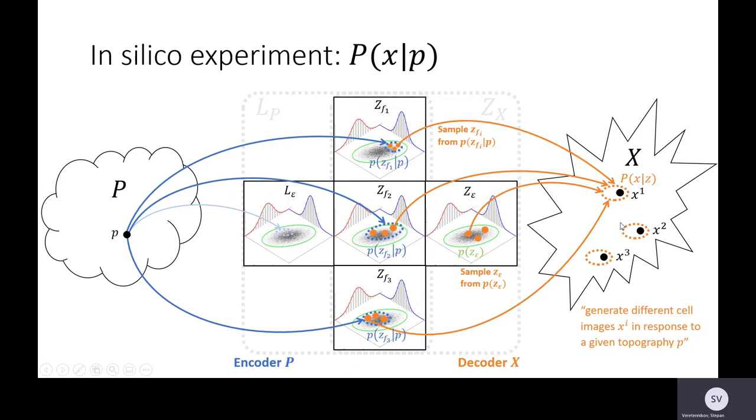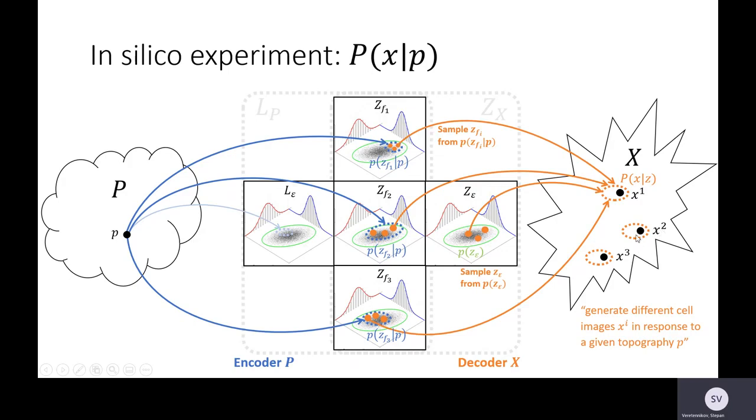But we would like to generate different cell images to see which different cell images can be generated based on a single topography. To do that, we take another point from this region, another point from this region, another point from this region, and also another point from the distribution of Z epsilon. And we pass these 4 points to the decoder again, and we generate another small region, or maybe not small, some distribution in the space X. Here we also can take a single point, and we get another picture, another image of a cell.